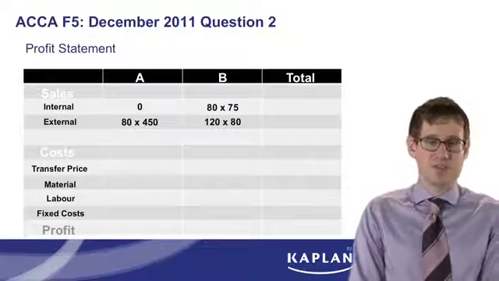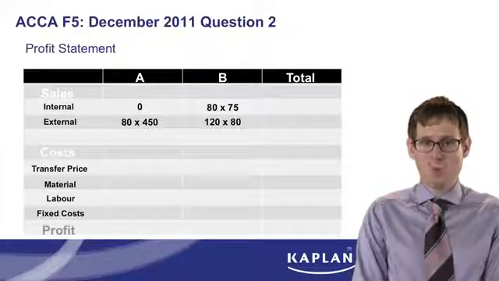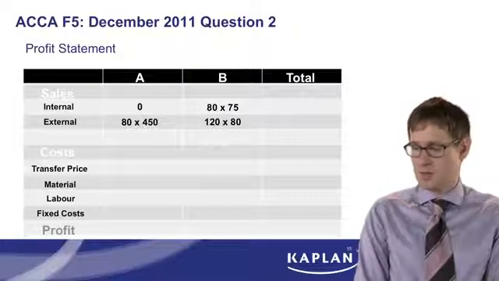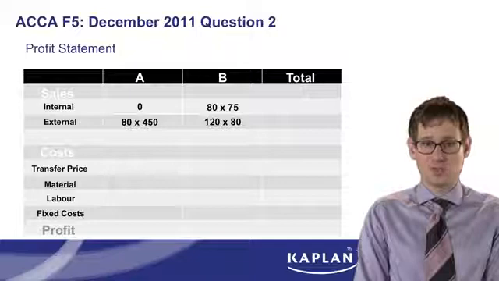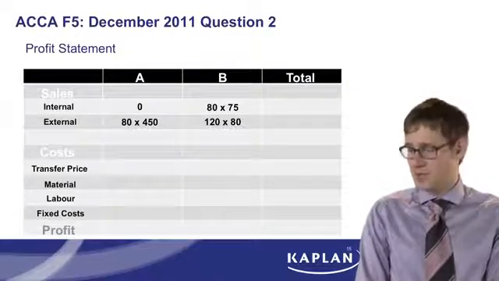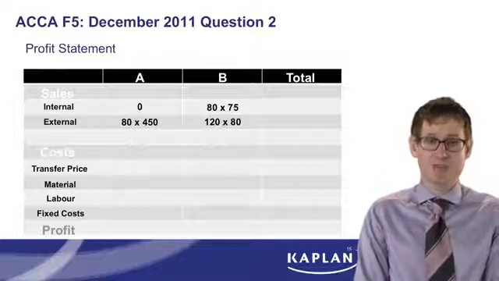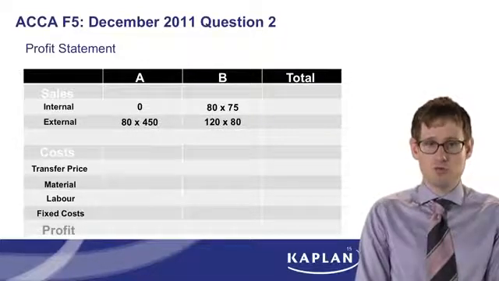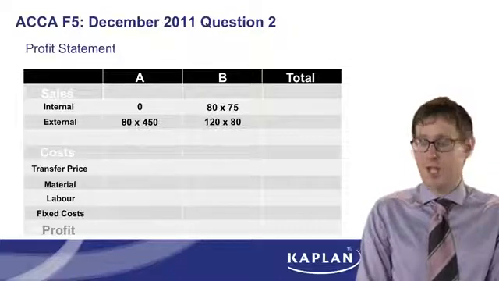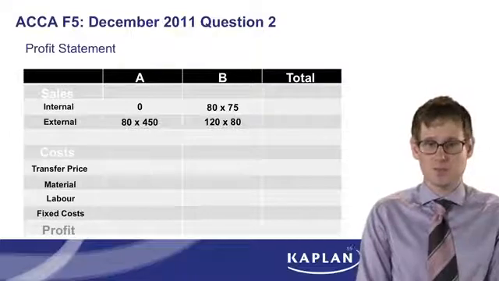The first set of figures then to enter are the sale prices. A, remember, only sells externally. So it sells 80,000 units for $450 each. B, on the other hand, should sell 80,000 units to A to ensure that A is fully utilised. Remember, it has capacity of 200,000, so it will have 120,000 units remaining. Each of these should be sold externally for $80.